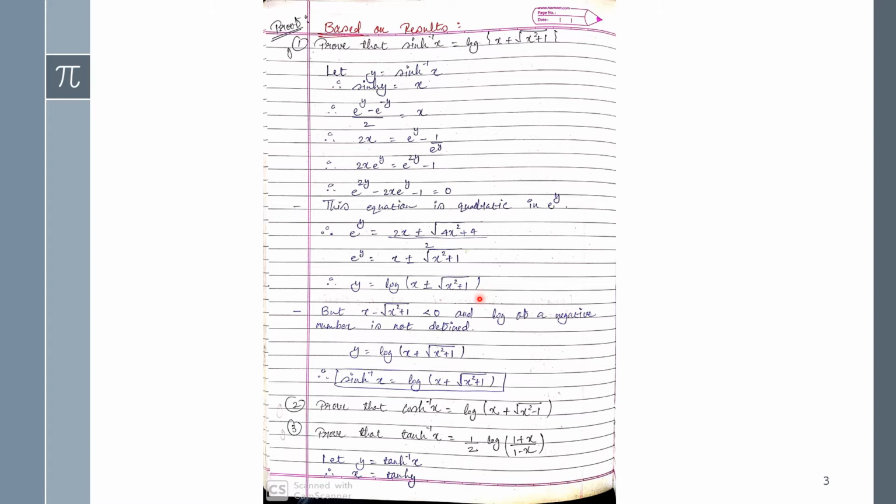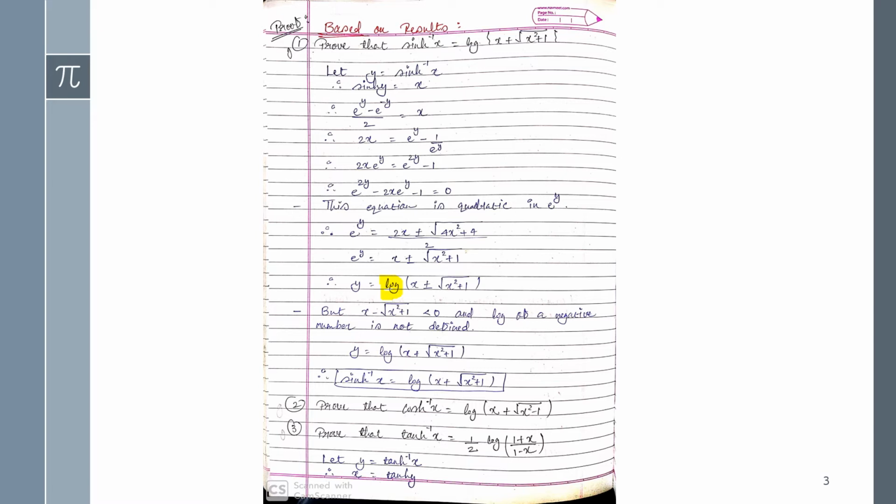If you put the negative sign, that is, log of x minus under root x square plus 1, then it is not possible, because here it is a log function. I'm highlighting, guys, here it is given a log function, and the value inside a logarithm will not be negative at any time. So of course the negative sign will be removed, and finally y equals log of x plus under root x square plus 1.